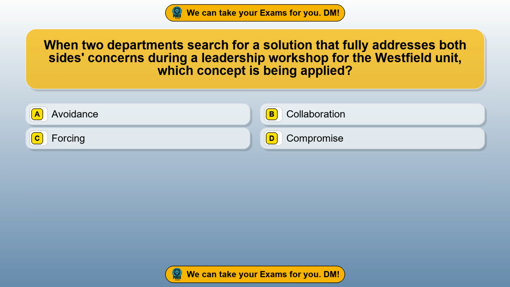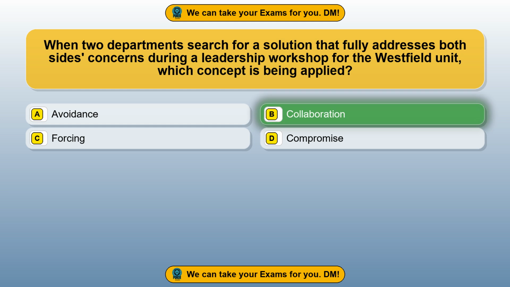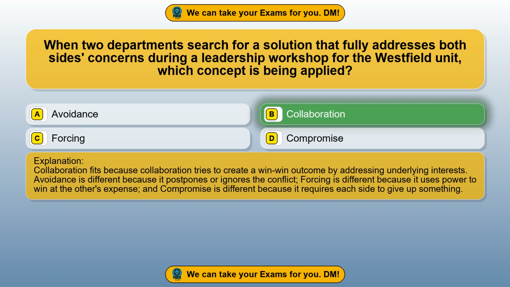Question 40. When two departments search for a solution that fully addresses both sides' concerns during a leadership workshop for the Westfield unit, which concept is being applied? Option A, avoidance. Option B, collaboration. Option C, forcing. Option D, compromise. The correct answer is option B, collaboration. Collaboration fits because collaboration tries to create a win-win outcome by addressing underlying interests. Avoidance is different because it postpones or ignores the conflict. Forcing is different because it uses power to win at the other's expense, and compromise is different because it requires each side to give up something.